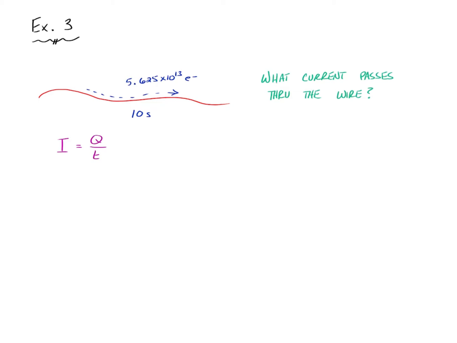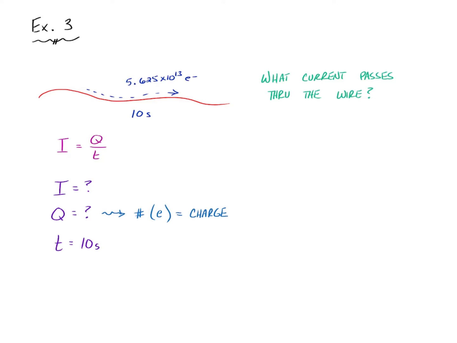We know that the current is the charge divided by the time over which that charge passes through the wire. And we immediately run into a problem because I'm literally only given the time. I don't have the charge, I don't have the current. But if we think back, we do have a way to convert electrons into charge and charge into the number of electrons.